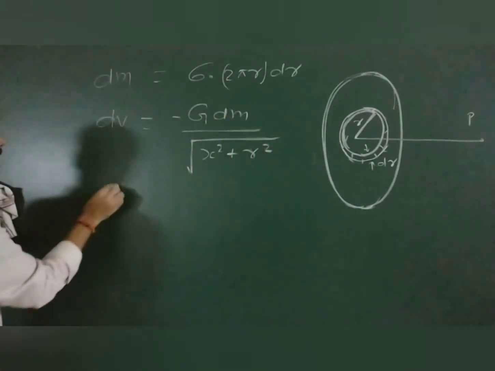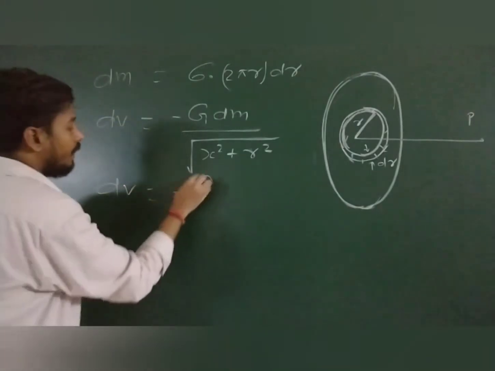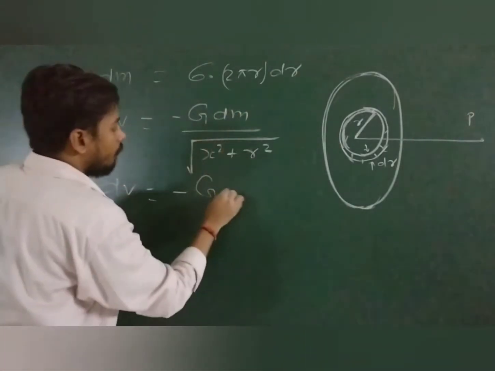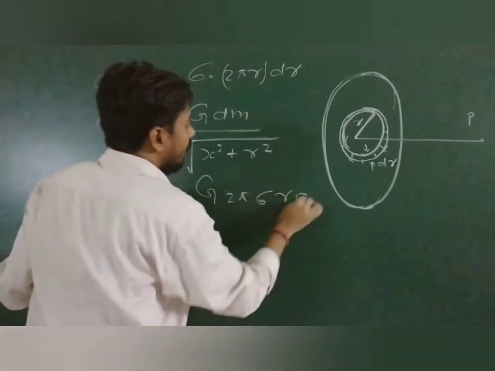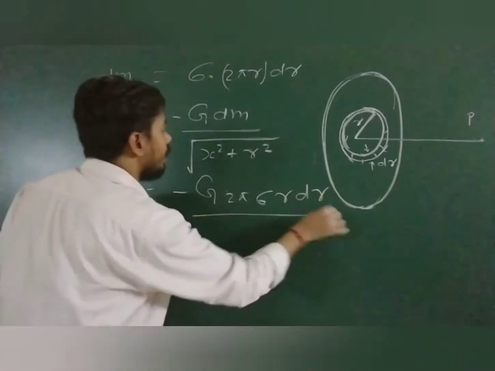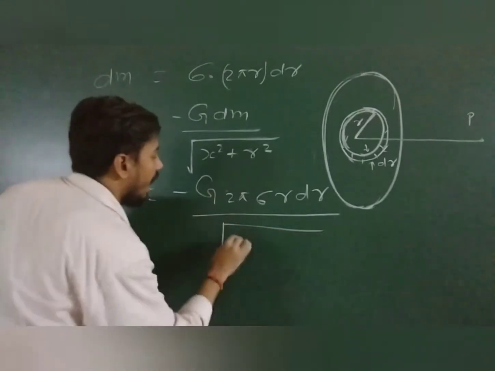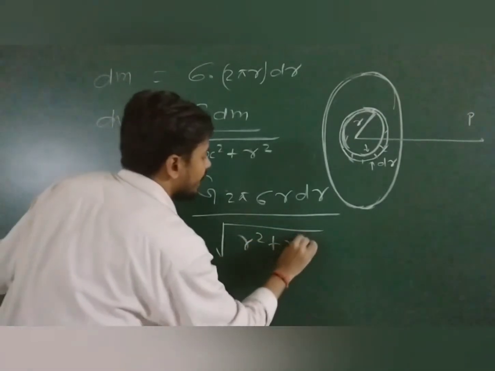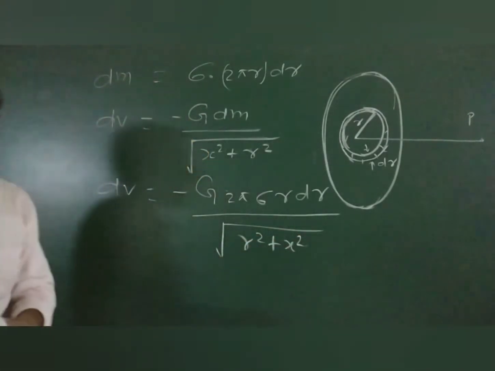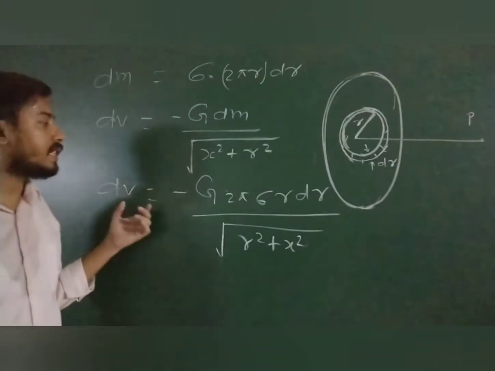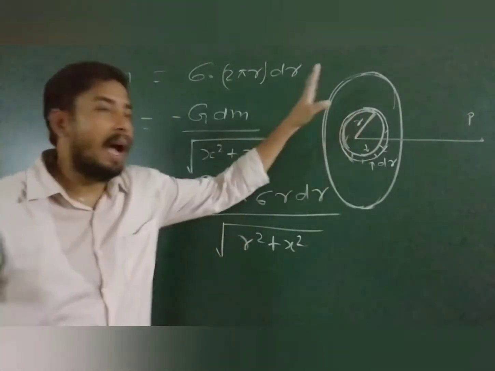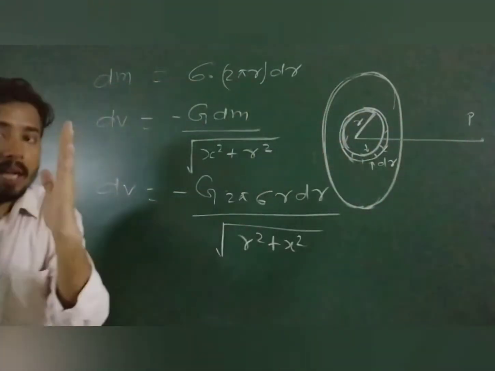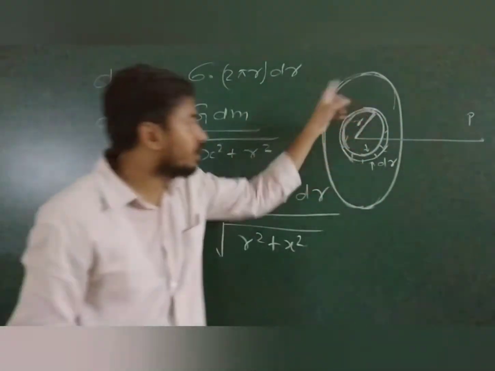Now put the value of dm. Yeah, everybody. Minus G dm becomes 2 pi sigma r dr divided under root r square plus x square. This is the gravitational potential due to this small ring at point P.